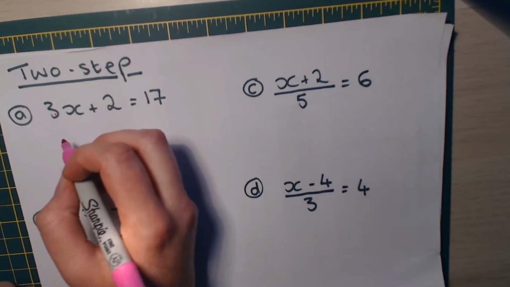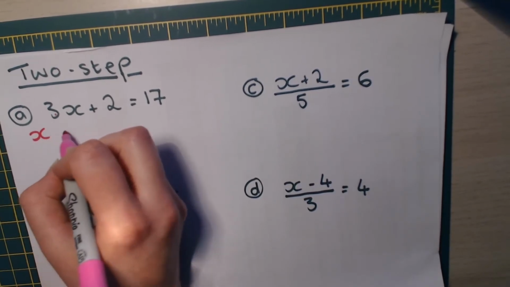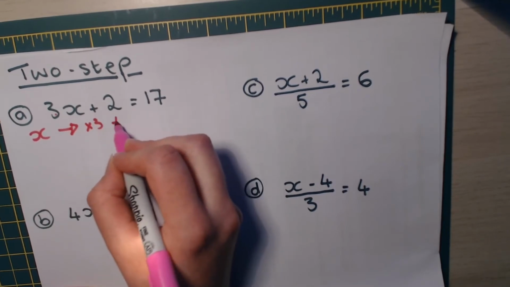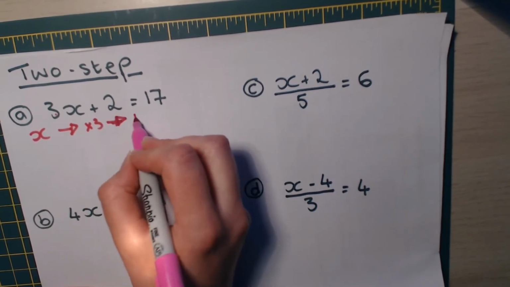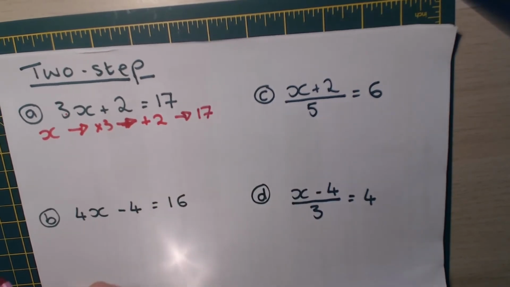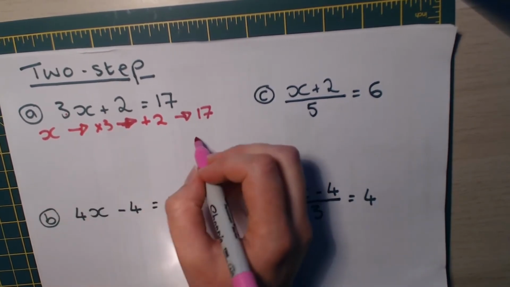You could almost look at it like a function machine. We're putting x in, we're multiplying it by 3, then, another arrow, we're adding 2, and we're getting out 17. Function machines are great for these ones, okay? And then we need to go backwards to find out x.